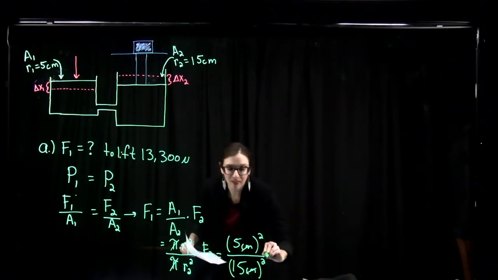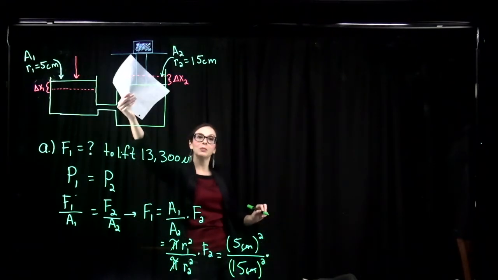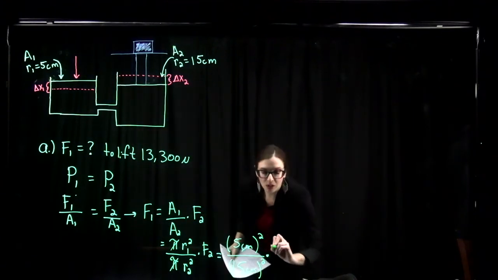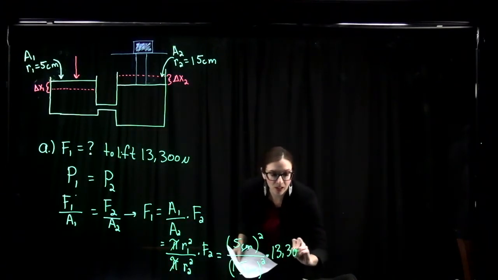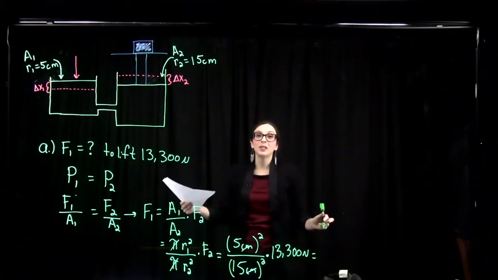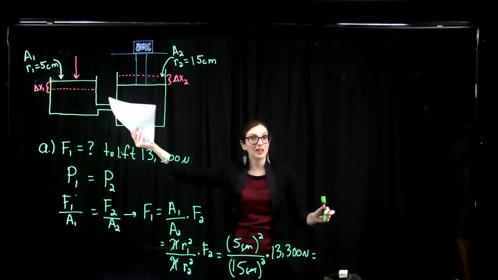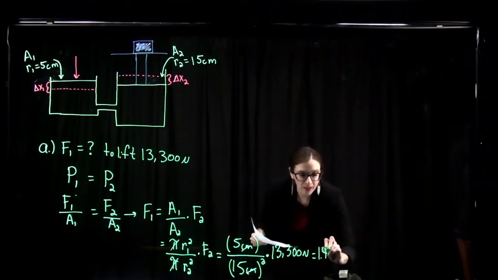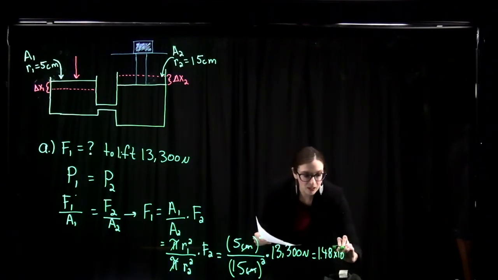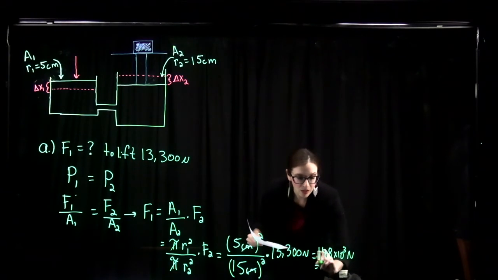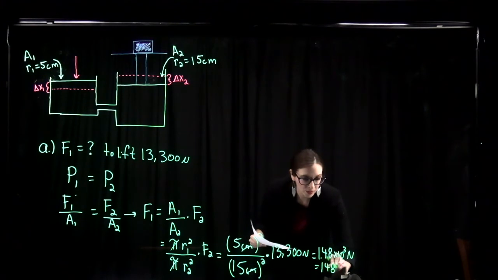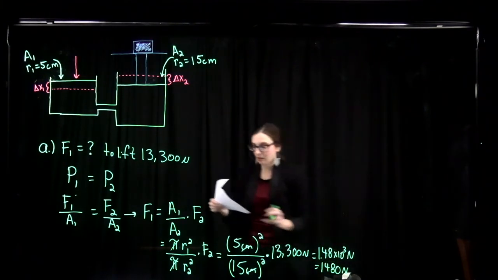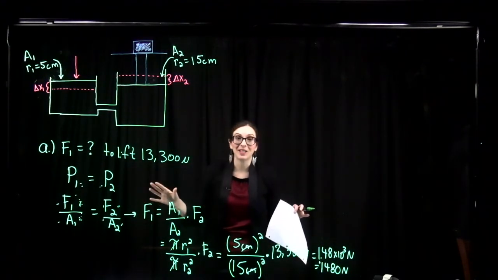And we're going to multiply this whole thing by the force we have to move on the second piston, which is 13,300 newtons. So the force we must apply on our first piston, piston 1, has to equal 1.48 times 10 to the 3 newtons. So that's 1,480 newtons.